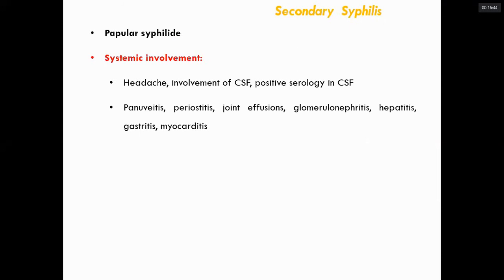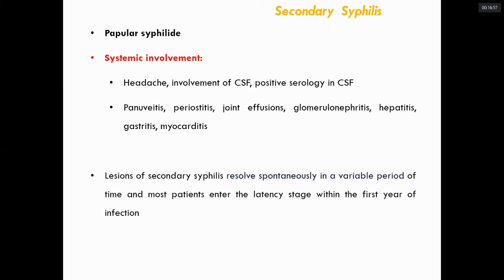In the systemic involvement, there can be headache, involvement of CSF, panuveitis, periostitis, joint effusions, glomerulonephritis, hepatitis, gastritis, myocarditis. The lesions of secondary syphilis resolve spontaneously in a variable period of time, and most patients enter the latent stage within the first year of infection. However, in some patients, especially the immunocompromised, the primary and secondary lesions may recur.